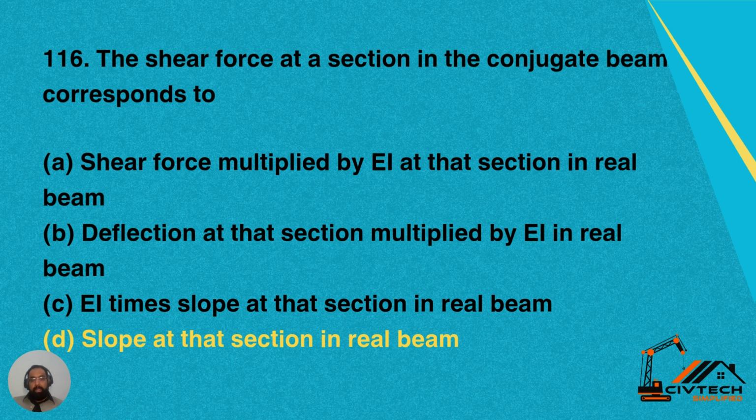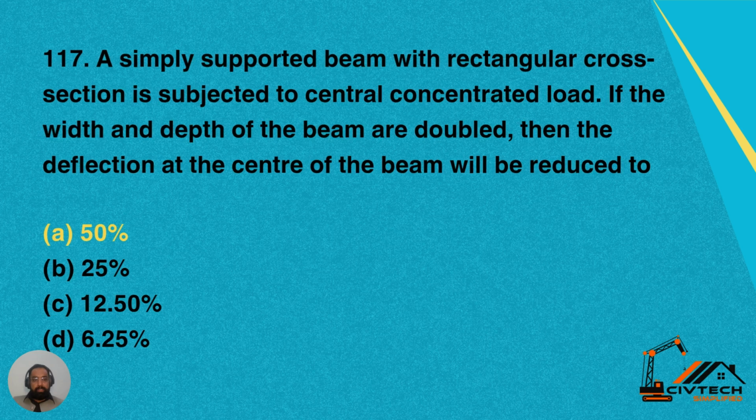116. The shear force at a section in the conjugate beam corresponds to. Option A, shear force multiplied by EI at that section in real beam. Option B, deflection at that section multiplied by EI in real beam. Option C, EI times slope at that section in real beam. Option D, slope at that section in the real beam.